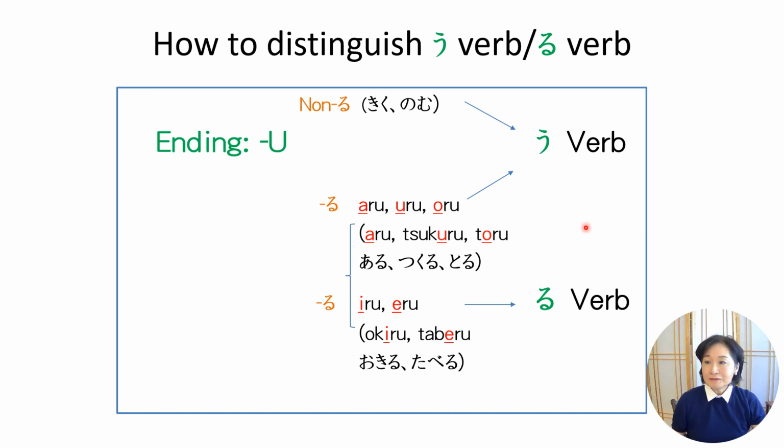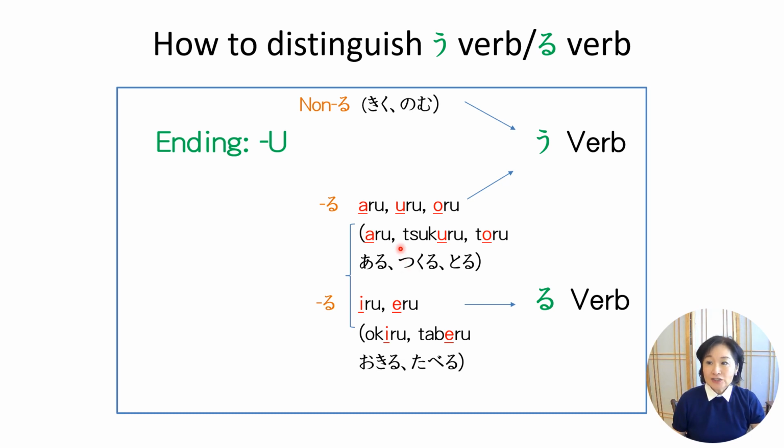Then how do we know if it's a U verb or Ru verb when they are both ending with hiragana ru? Well, here's the answer. If a verb ends in ru, examine the vowel sound preceding ru. If it is ある, うる, おる, the verb is a U verb. So let me show you the example. The verb to exist is ある. So it is ある. The verb to make is 作る.